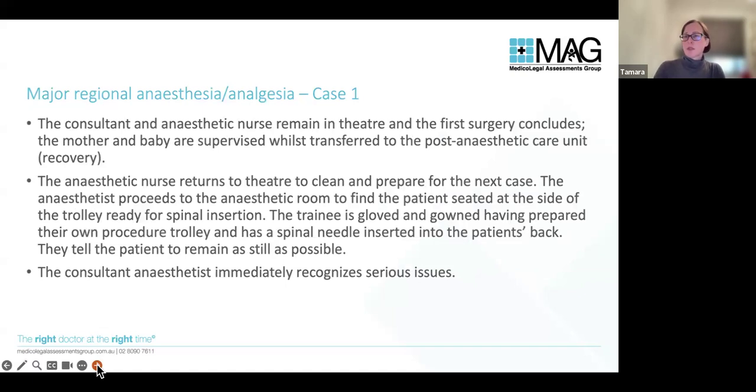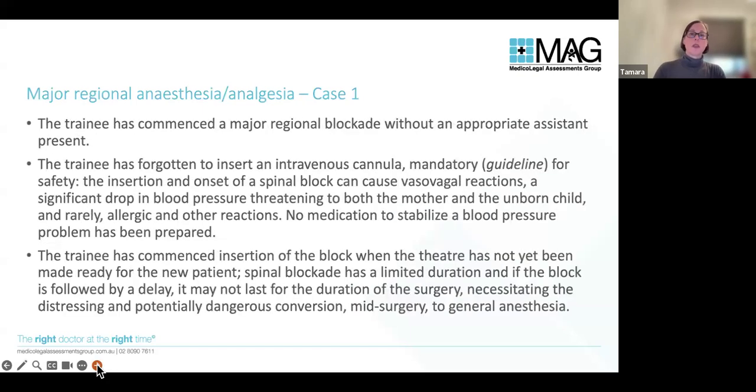Meanwhile, their first caesarean proceeds, and that patient and the baby are taken to the recovery room, the post-anaesthetic care room, by the consultant anaesthetist, and the nurse doesn't come back into the anaesthetic room because he or she has to go back to theatre and sort everything out for the next case. The consultant comes in to find that the trainee is already getting a spinal injection underway and recognises some issues there.